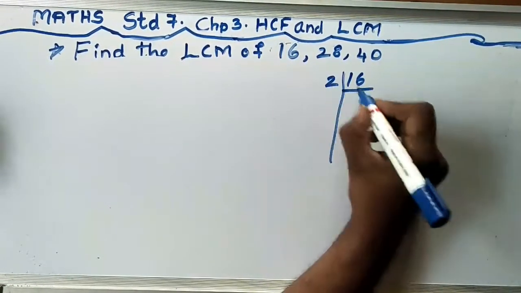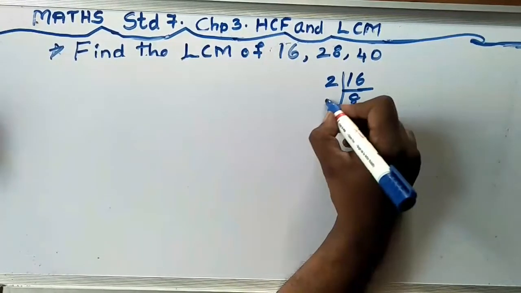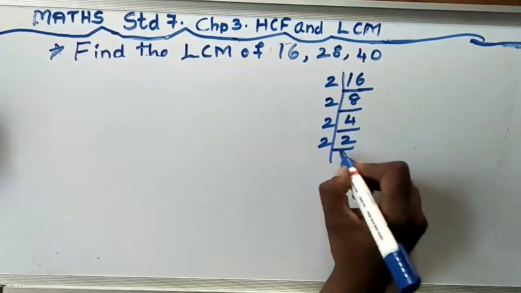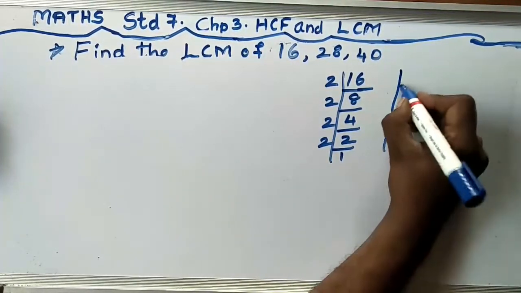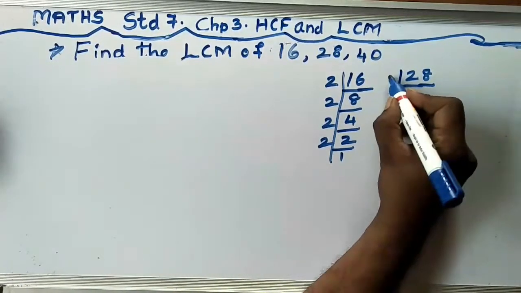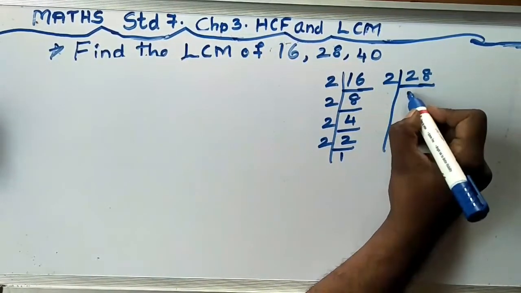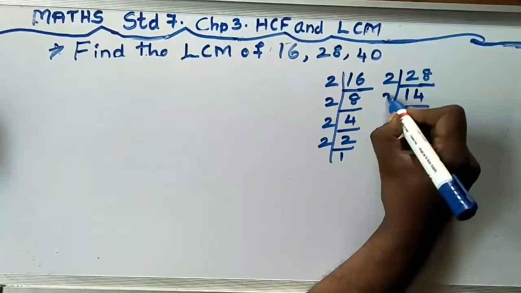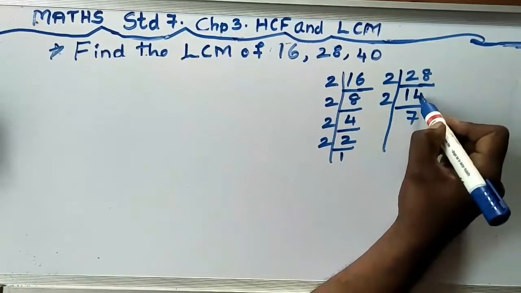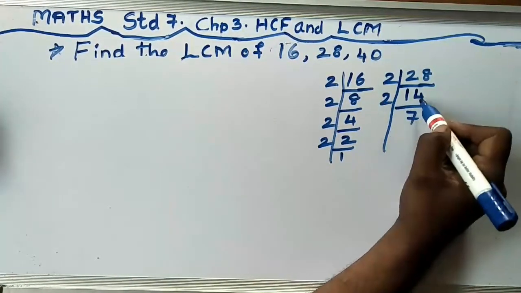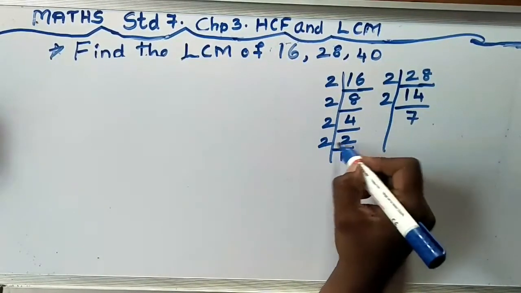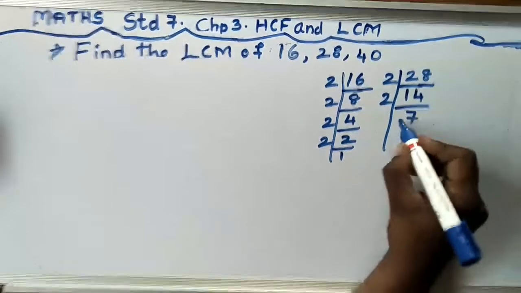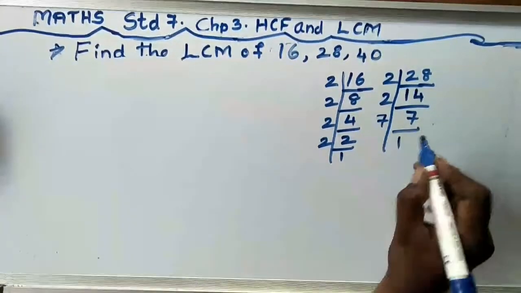16 goes into 2 table 8 times, 8 goes into 2 table 4 times, 4 goes into 2 table 2 times, 2 goes into 2 table 1 time. For 28, 2 table, 2 ones are 2, 8 goes 4 times. 14 goes into 2 table 7 times. Just see, 14 twos are 28, 7 twos are 14. From here, 2 ones are 2, 2 twos are 4, 4 twos are 8, 8 twos are 16. So 7 goes in 7 table 1 time.